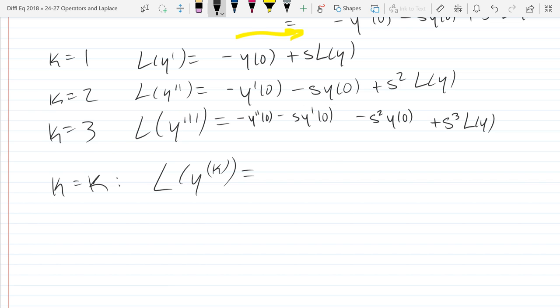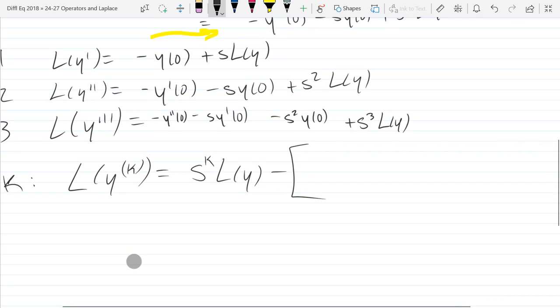Let's write the positive term first. So what would the positive L of y, what coefficient would be in front of L of y? S to the k. Now I'm going to subtract; all the rest of the terms are negative, so we'll just factor the negative sign out. And now we have to write the general pattern.